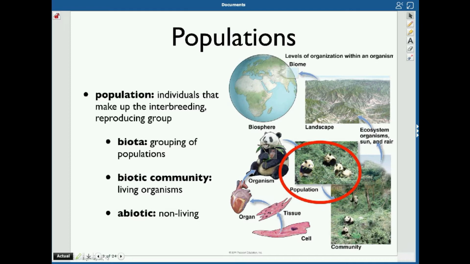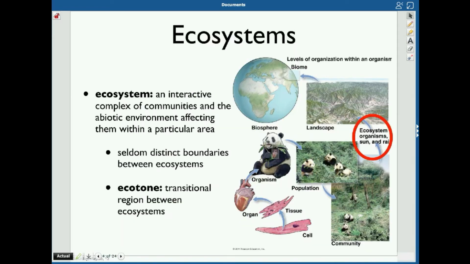A biota is a grouping of populations. Biotic community is living organisms, and abiotic has that prefix a, so it means non-living. Ecosystems are basically where you have a bunch of communities, multiple populations of different species, all living in the same area. A lot of times ecosystems tend not to have distinct boundaries.